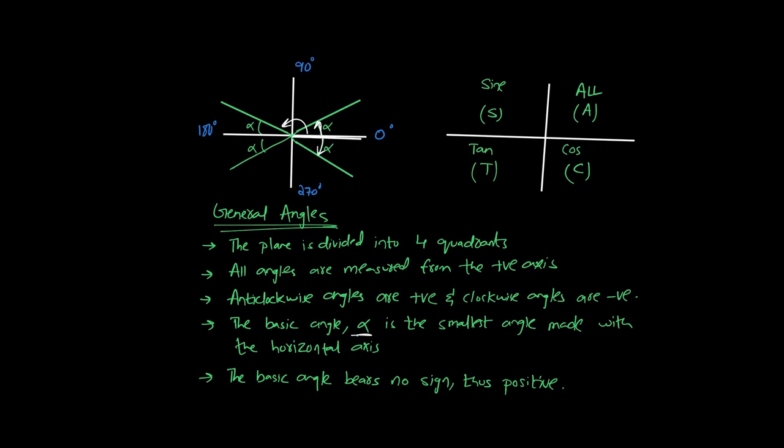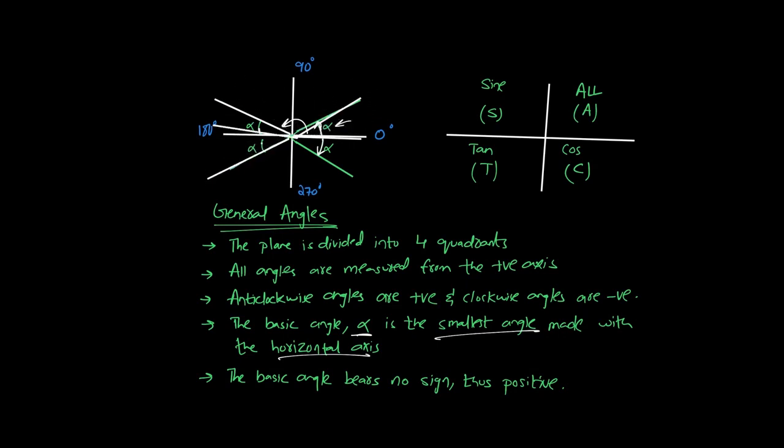The basic angle alpha, as I have marked over here, is the smallest angle made with the horizontal axis. So let's say if my triangle is in the first quadrant, my alpha is this. Let's say if it's in the second quadrant, meaning if the angle is obtuse, the triangle would be formed in the second quadrant. So basic angle तो alpha ही रहेगा ना, ठीक है? If it's in the third quadrant, I know it's an angle that is greater than 180, but basic angle वही है, ठीक है?